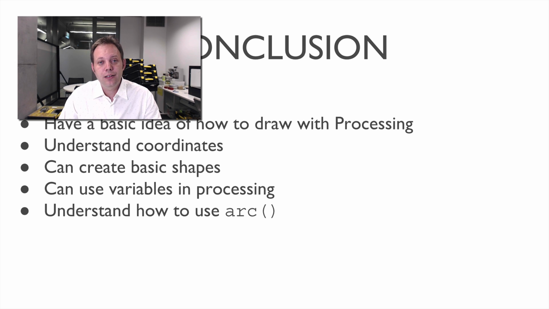So hopefully you'll look through chapter 2 of the Greenberg book, have a basic idea of how to draw with Processing, understand coordinates, create basic shapes, use variables in Processing, understand how to use arc, and also have a bit of an idea about how to use colors as well, as we just saw.